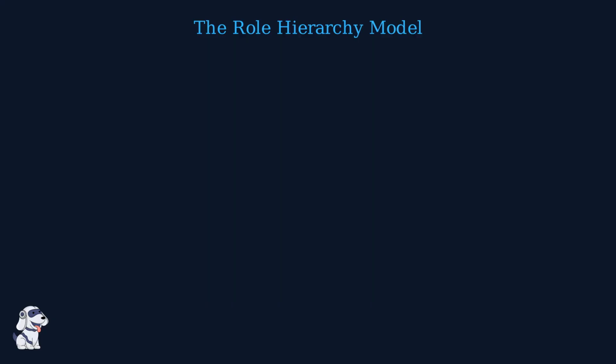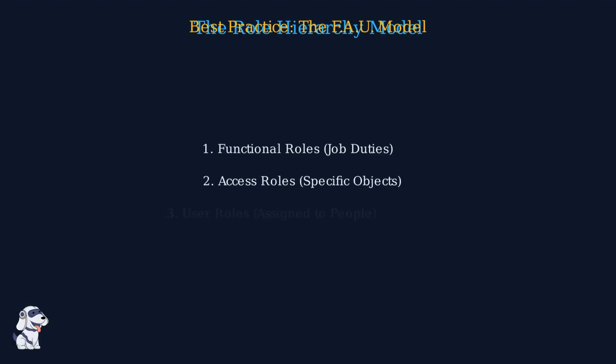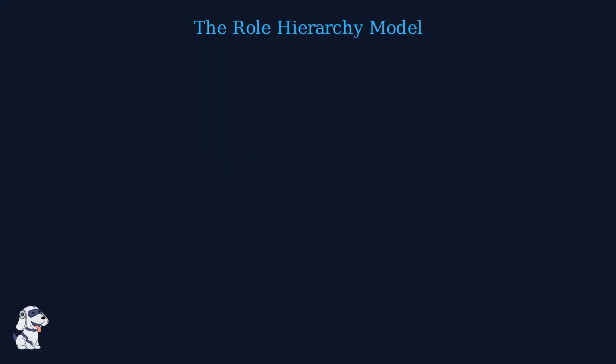But for your actual data, we follow a best practice model. We recommend the FAU model. Functional roles represent job duties, access roles target specific database objects like tables, and user roles are what we assign to actual people. It's clean, organized, and scalable.